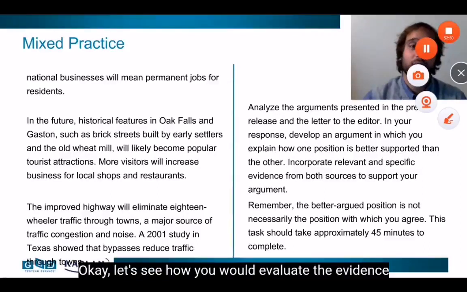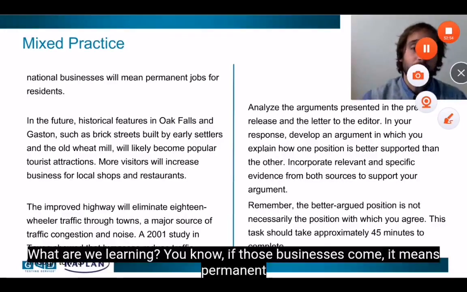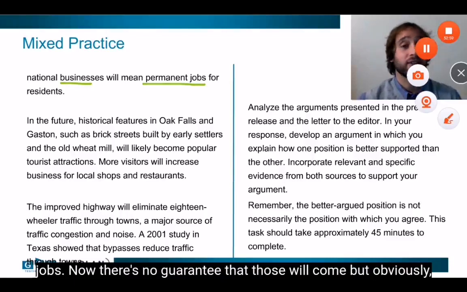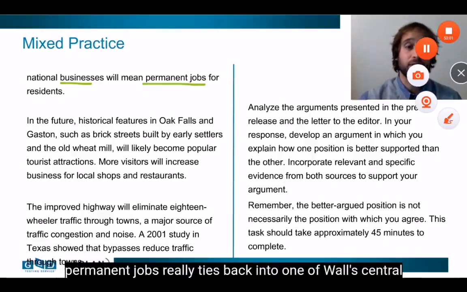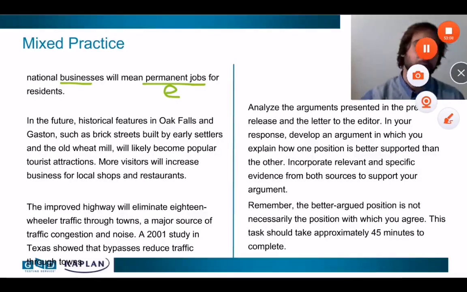Okay, let's see how you would evaluate the evidence that we get on this page. Well, we learned, if those businesses come, it means permanent jobs. Now, there's no guarantee that those come, but obviously permanent jobs really ties back into one of Walz's central claims about the positive effect of this change.